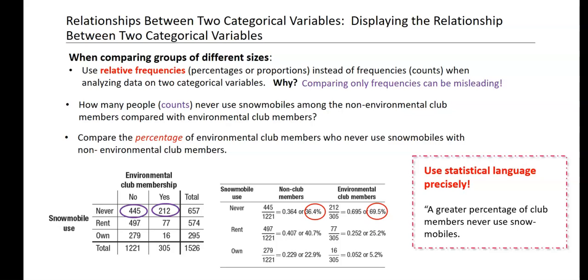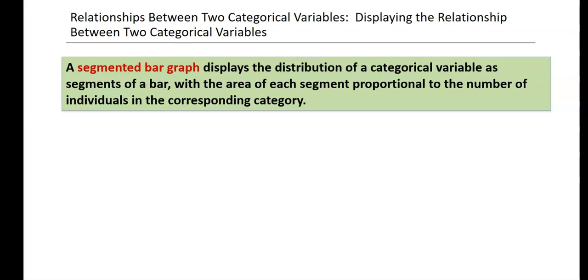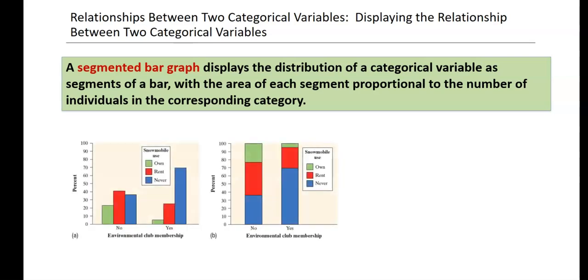So again, use precise statistical language when you're describing these for sure. Segmented bar graph. Now this one, I don't know if you've seen before. I think you've probably seen a two-way table before, but this one, I don't know. You've probably seen the graph on the left there. That's just a side-by-side bar graph. But in AP Stat, we sometimes stack them, a segmented bar graph.